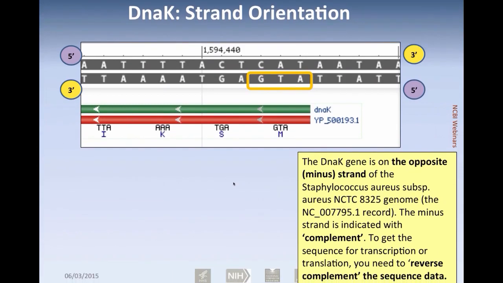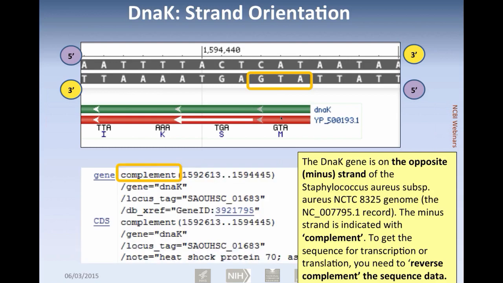For a different example, we have a DnaK gene, which is on the opposite strand. You can see the ATG for the start codon shown here. And when you look at the GenBank flat file display, you see the word complement in both the gene and CDS features. And so we would say that the DnaK gene is on the minus strand. The word complement tells us that. And in order to get the sequence of the DnaK gene, we actually need to reverse complement the sequence data that are included in the record.